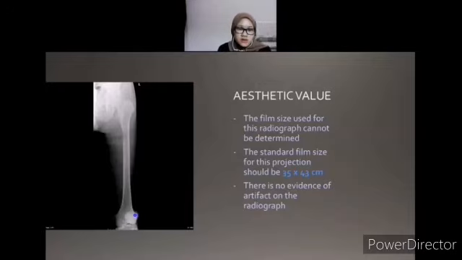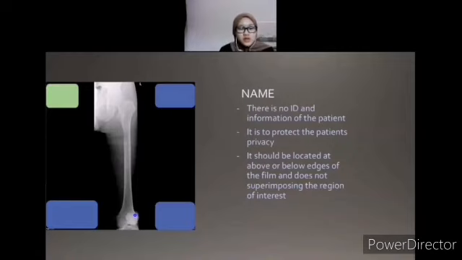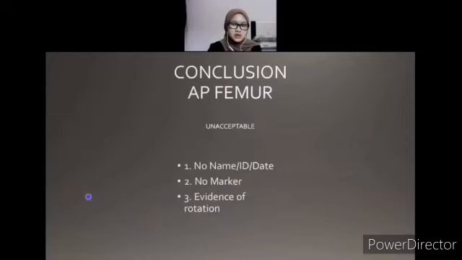There is no evidence of artifact on the radiograph. For the name, there is no ID and information of the patient. It is to protect the patient's privacy. It should be located at the above or below edges of the film and not superimposing the region of interest. So in conclusion, this projection of epifemur is unacceptable because there is no name, ID, and date, and there is no marker, and there is evidence of rotation.